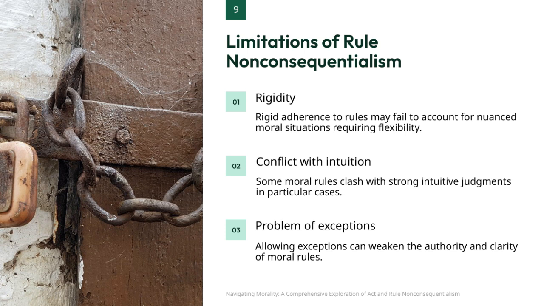Sometimes moral rules can clash with our strong intuitive judgments about what feels right in specific cases, which can create tension. Lastly, the problem of exceptions arises when allowing any exception starts to undermine the authority and clarity of these moral rules, weakening their overall effectiveness. The image of the rusty padlock here symbolizes how strict rules can become outdated or difficult to apply when circumstances change.